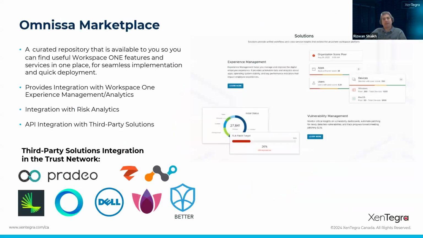Finally, we have Omnissa Marketplace. Now, if you look at security, it is not a one-vendor solution. It has to be a solution that can integrate and form a complete ecosystem with multiple other solutions. So Omnissa Marketplace provides that trusted network solution for you, where you can integrate across with various other solutions, be it Netskope, be it Dell, Lookout for that matter, or Pradeo for that matter, any other solution that you come across. Workspace One can define that integration and provide you complete, rich analytics with these solutions.